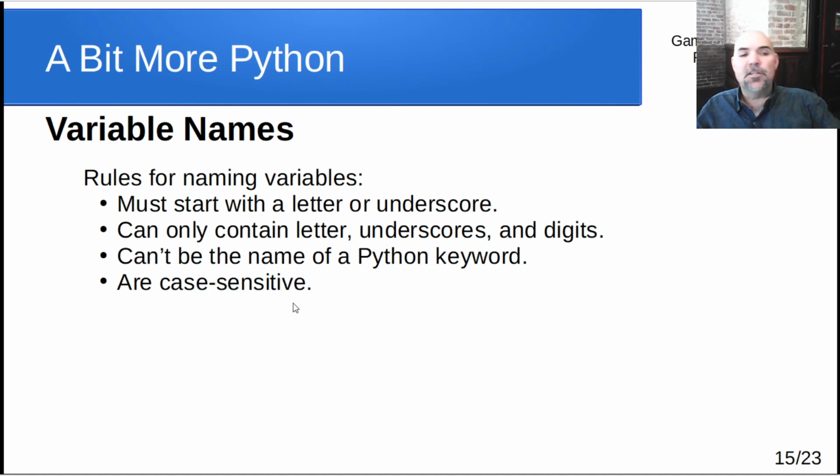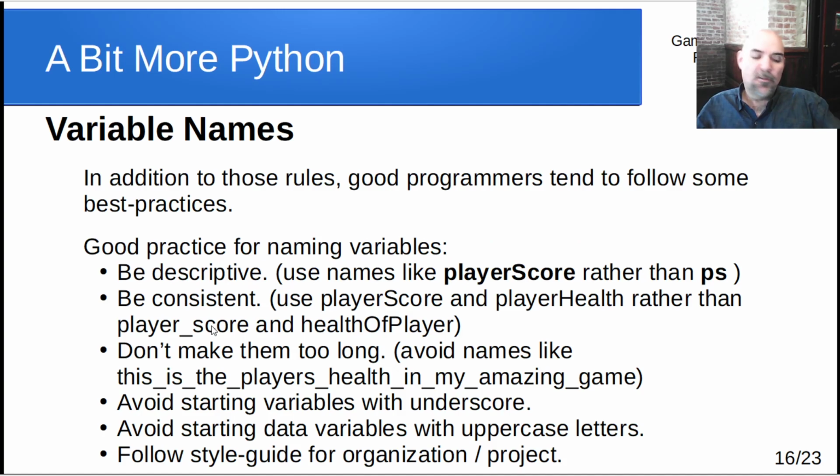Now, in addition to those rules, which the Python interpreter enforces, there are also some things that we should do with variable names as good programmers. In addition to the rules, good programmers tend to follow some good programming practices, or best practices. So a good practice for naming variables essentially is: be descriptive.